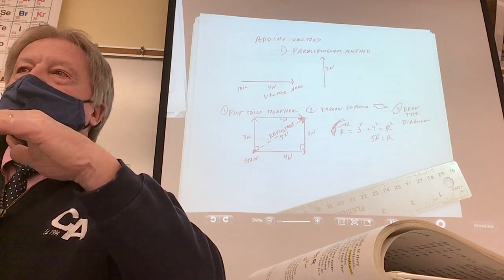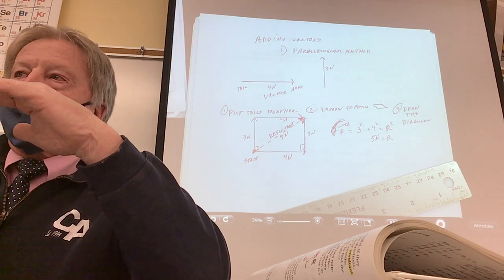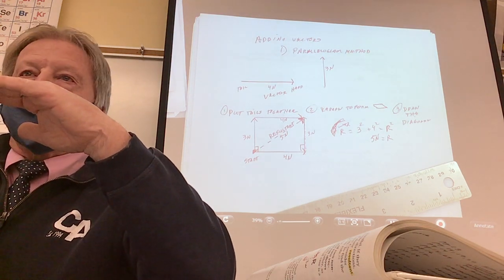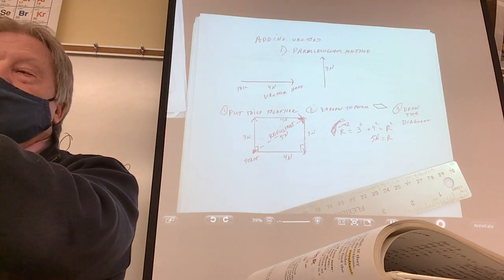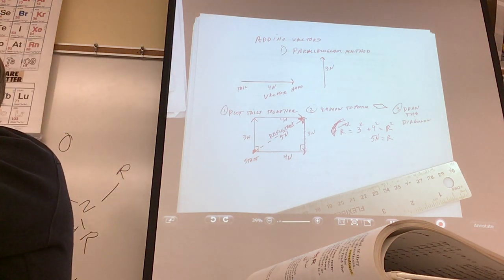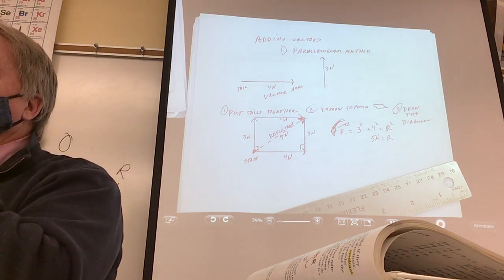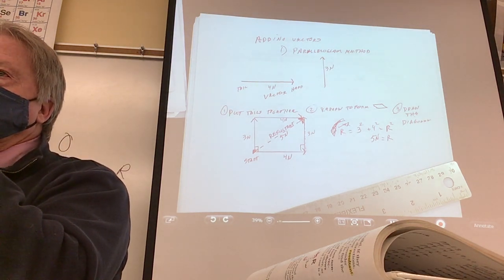What happens to any ratio? Take any number. 100 divided by 50. What do you get? What's 100 divided by 50? 2. Cut them both in half. 50 divided by 25. 2. 25 divided by 12 and a half. 2. You see that? Yes, no?